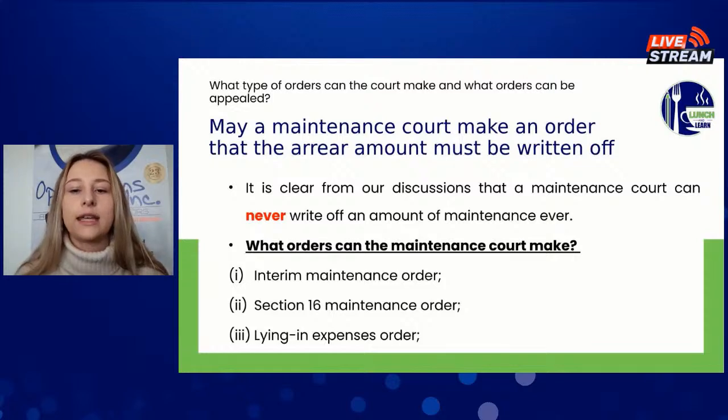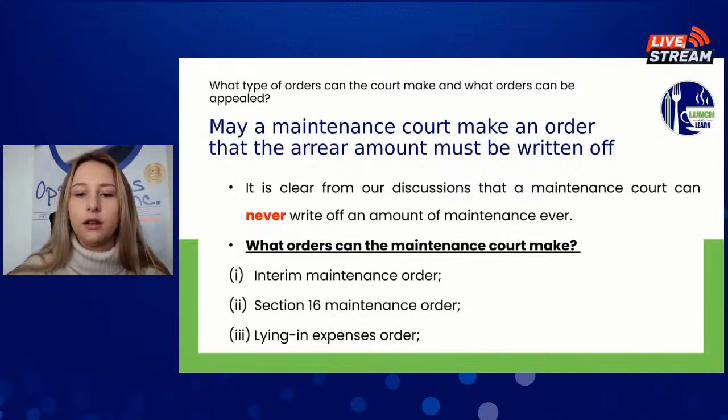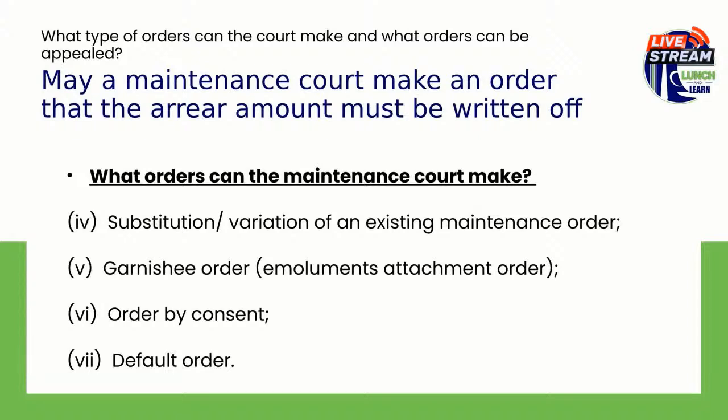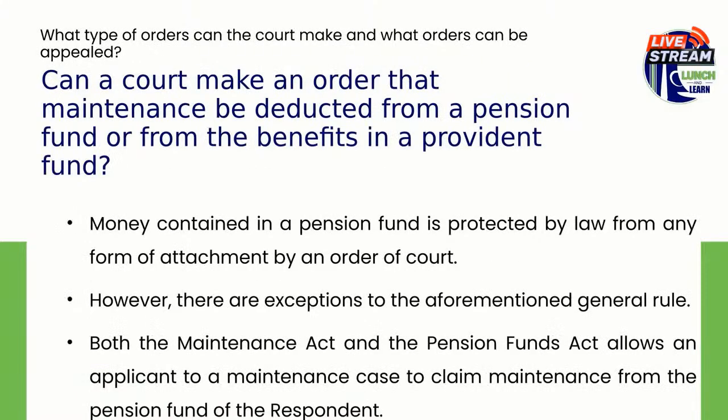So what orders can the maintenance court make? So in summary, as we've said, they can make an interim maintenance order, a Section 16 maintenance order, claims for expenses, substitution or variation of an existing maintenance order, a garnishee order, an order by consent, or a default order. So the maintenance court can never write off an amount of arrear maintenance. So this is not something that can happen. You cannot apply for this. The only orders that the court can make are those which I have just mentioned, and not the writing off of an arrear amount of maintenance.